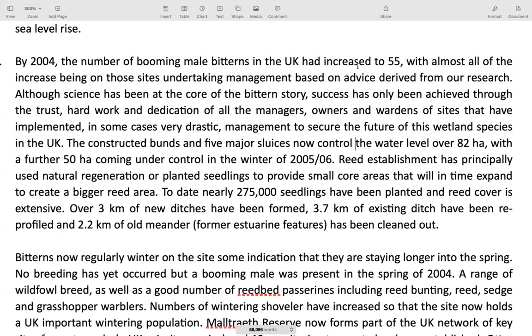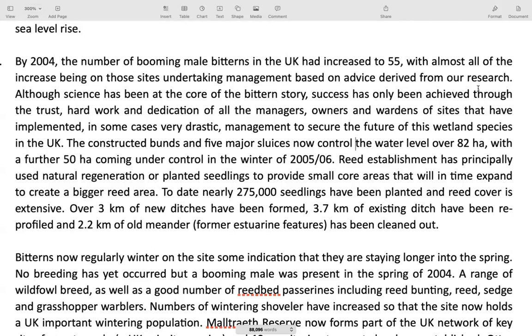And where did the increase happen? They have also said, with almost all the increase being on those sites undertaking management based on the advice derived from our research. So they are saying our research has been successful because the increase happened where our research was followed, where they took advice from our research. Is it clear? The first line.